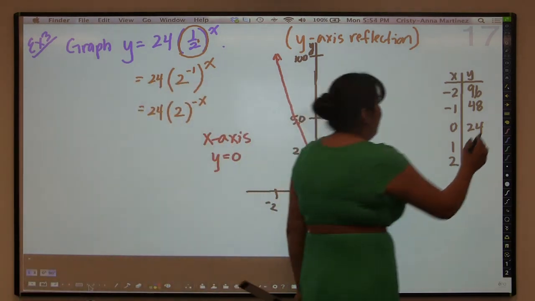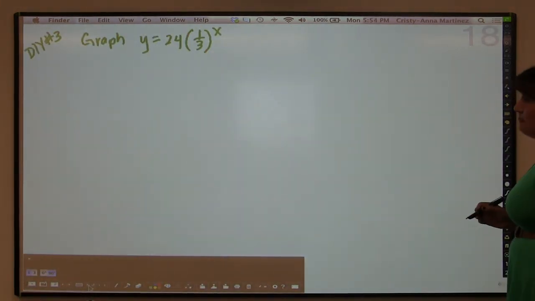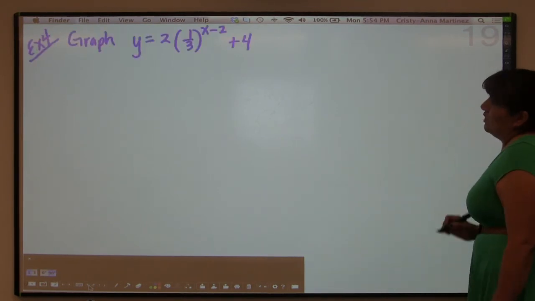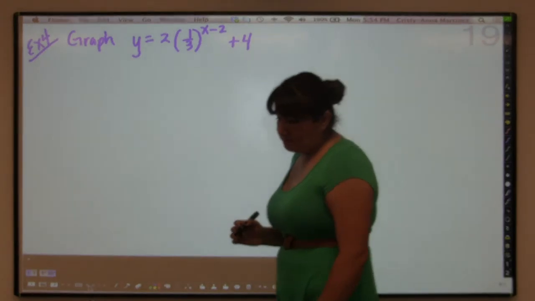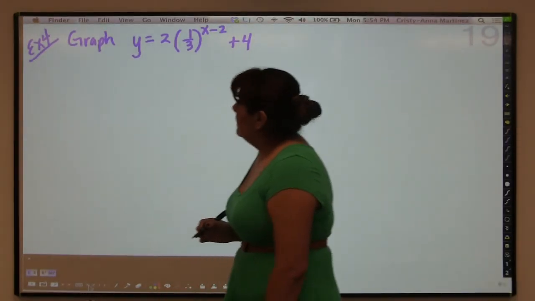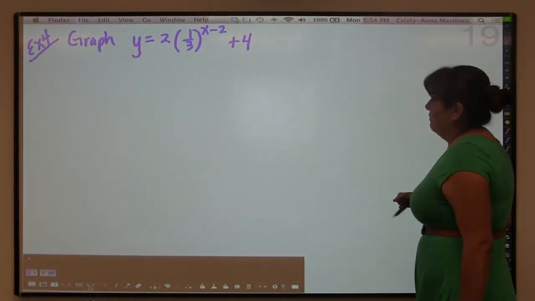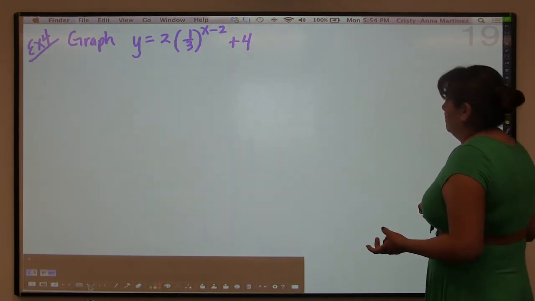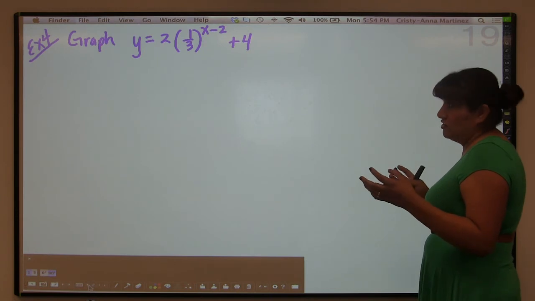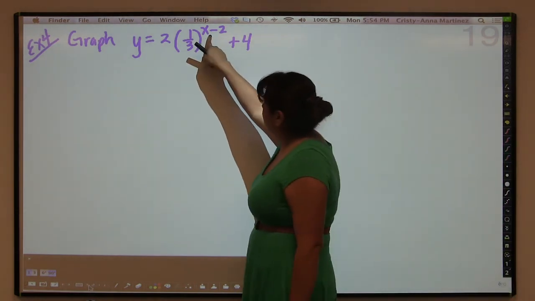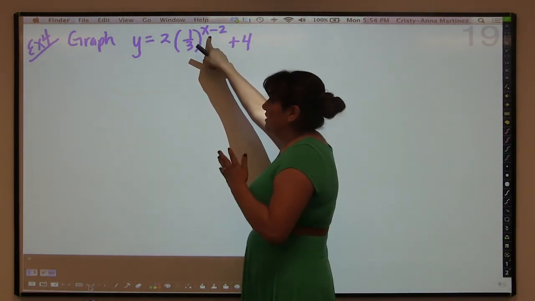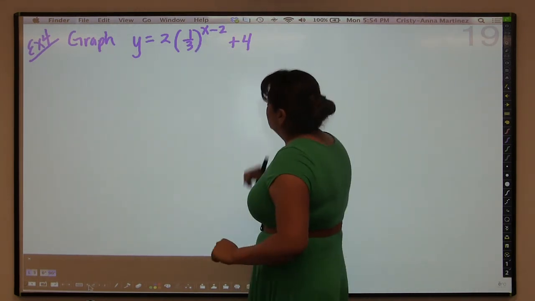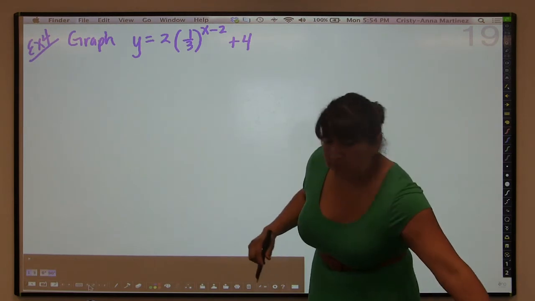So now we're going to have you try one on your own. Very similar to the one that I just did, but slightly different at the same time. Okay, and then we have this little guy. And this little guy is an example of how you can translate or move the graphs, vertical shift, horizontal shift. So we know that this x minus 2 is going to shift the graph 2 units to the right, and the plus 4 is going to shift it 4 units up. So I want to graph that for you.